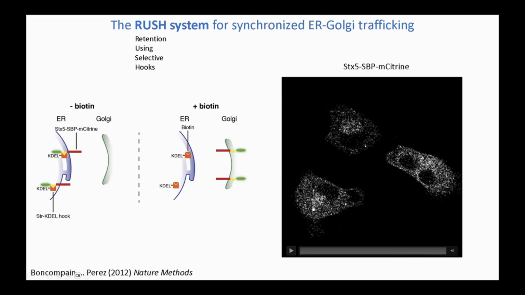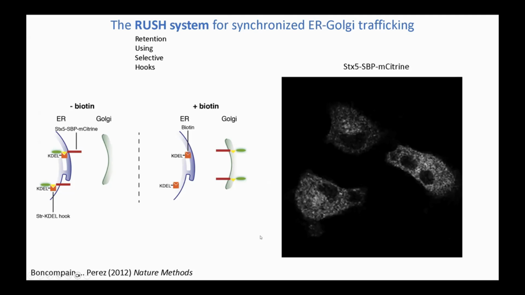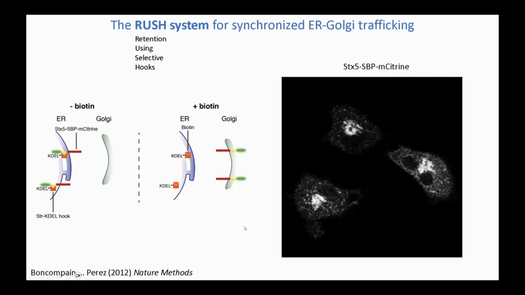What you see here are 3 cells. We start in a condition where there's no biotin, and syntaxin 5 is in the ER. Now I will play the movie, we add biotin, and you will start seeing it move to the Golgi. It does not move beyond the Golgi because this is a Golgi SNARE, as I just showed. So you add biotin, it moves to the Golgi, and it stays there.